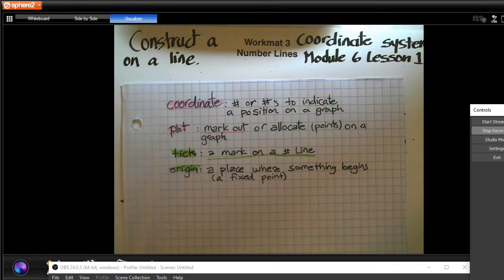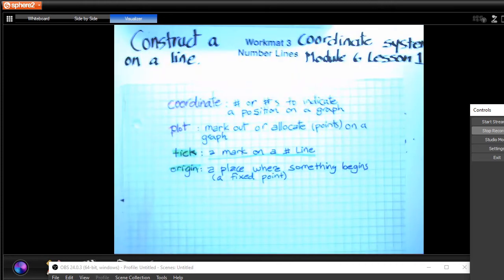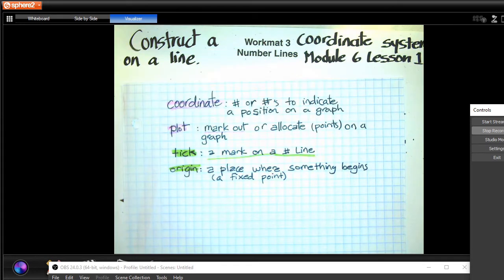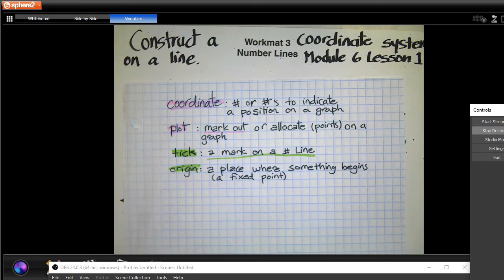I'm trying to fix my lighting here as we do this work. Let's see. Okay, I'm gonna turn something else here. All right, let's hope that's better. Okay, yeah, that's much better.